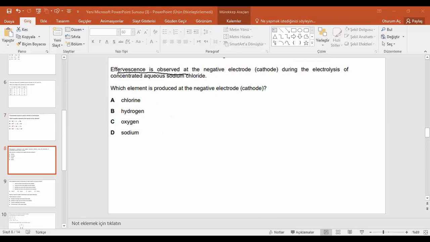Effervescence is observed at the negative electrode, the cathode, during electrolysis of concentrated sodium chloride. Which element is produced at the negative electrode? So no need to solve this, it is hydrogen. It is similar to the previous question. Hydrogen gas.